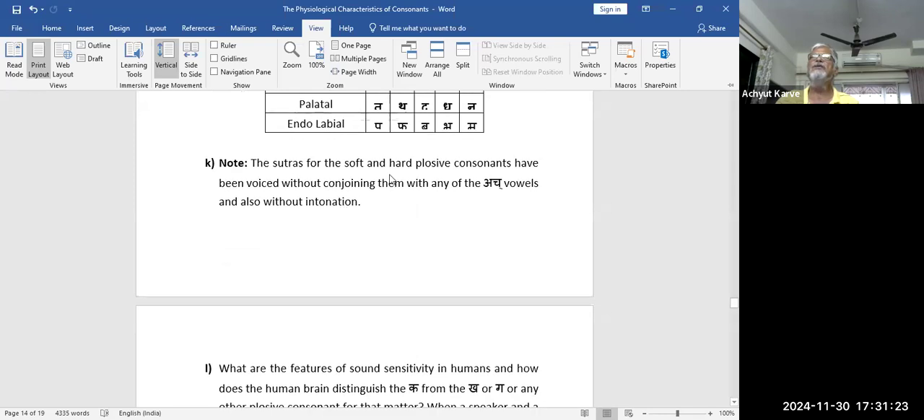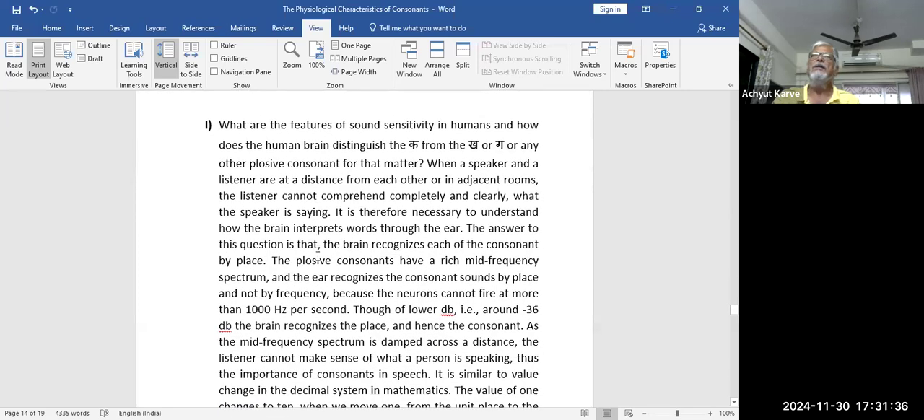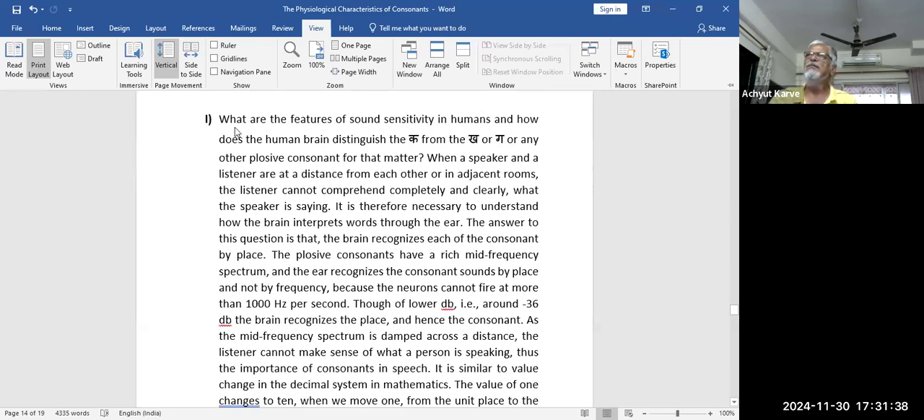Note, the sutras for the soft and hard plosive consonants have been voiced without conjoining them with any of the Achyut vowels and also without intonation. Now, again, this is the scientific part.